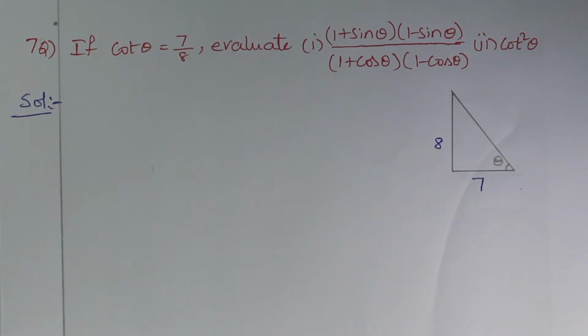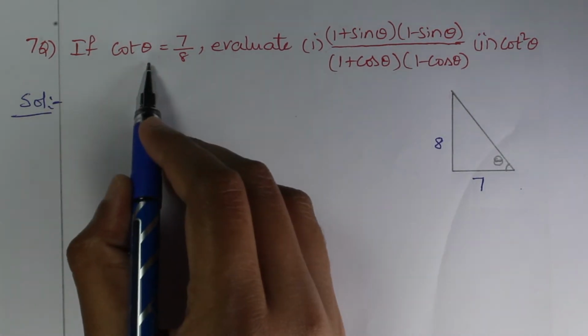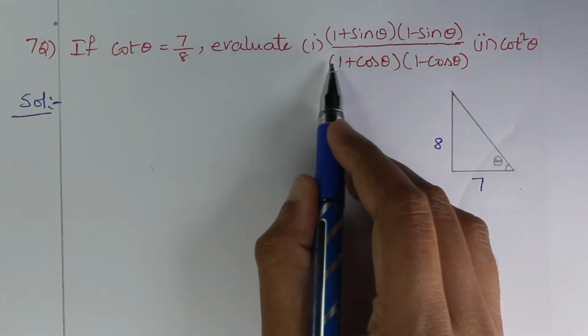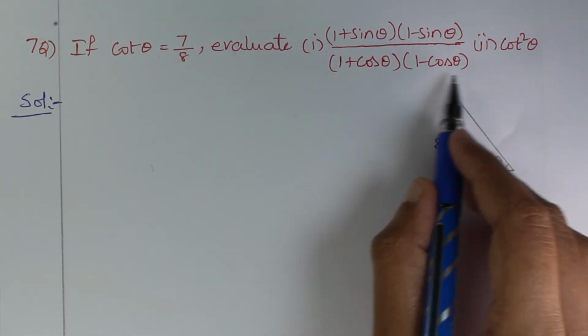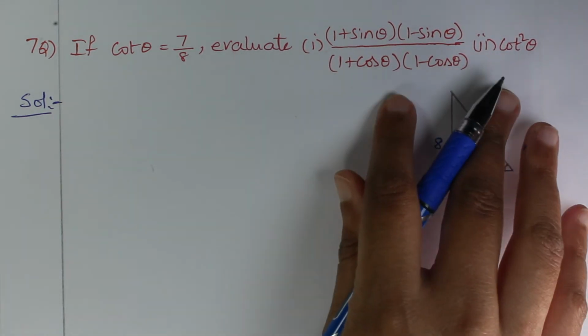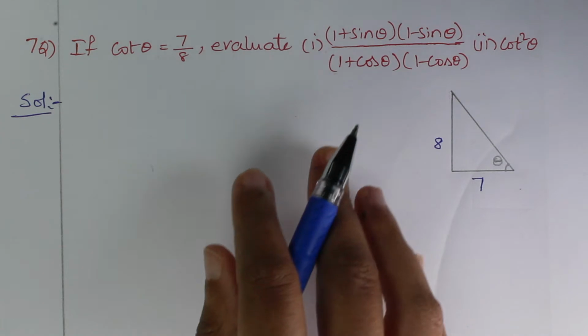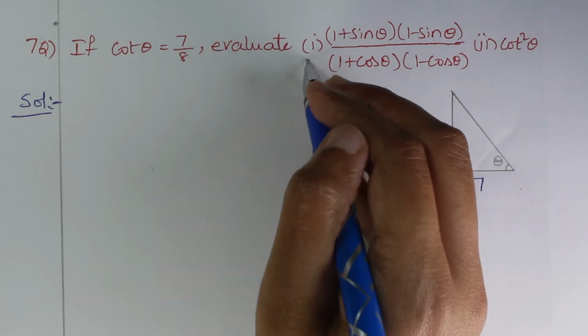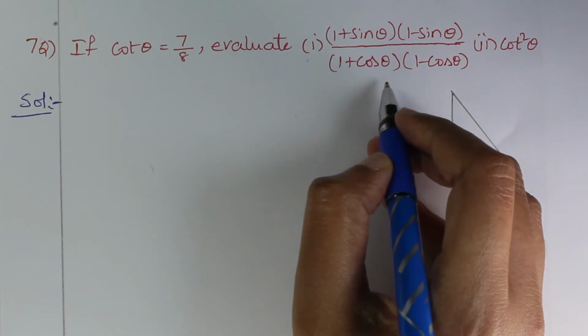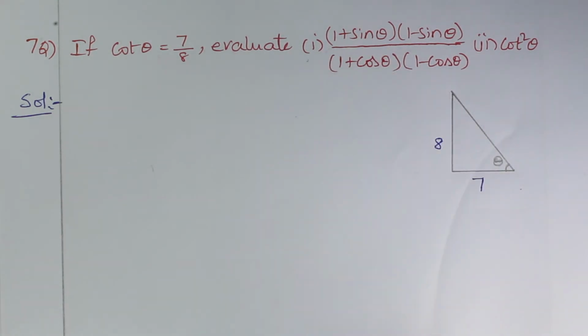Now let's move to the seventh question. If cot theta is equal to 7 by 8, evaluate (1 plus sin theta)(1 minus sin theta) divided by (1 plus cos theta)(1 minus cos theta), and the second problem is cot square theta. He has given two parts for the seventh question. So in order to calculate the first part, we need the values of sin theta and cos theta. So first of all, let's calculate the values of sin theta and cos theta.